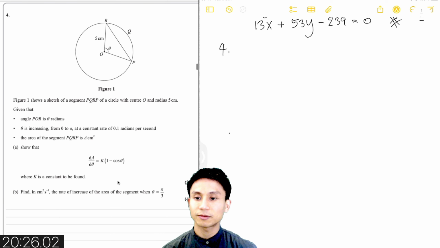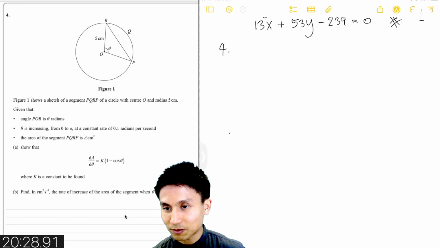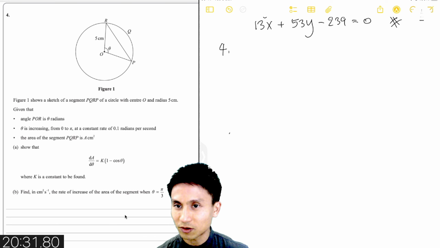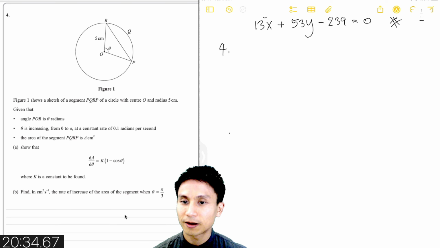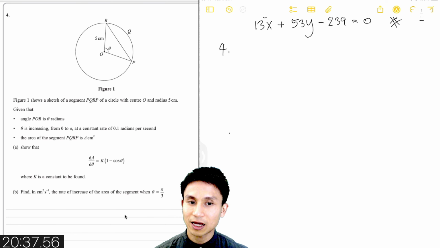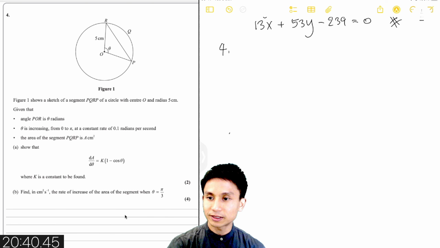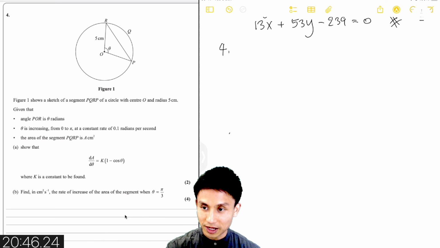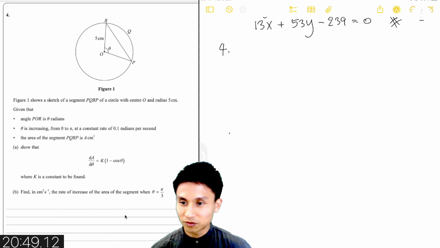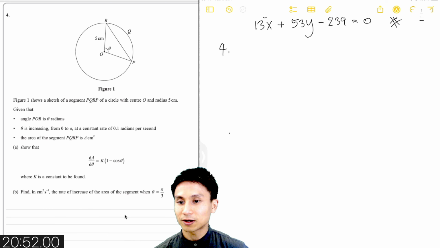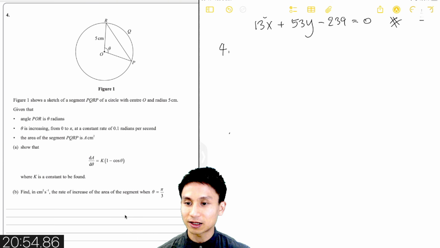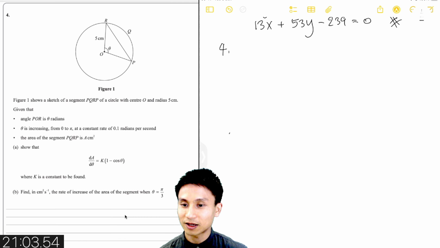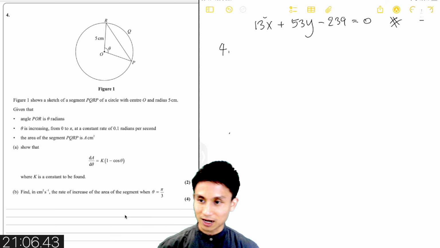Number 4. Figure 1 shows a sketch of a segment PQRP, with a center O, radius 5. Given that angle POR is theta radians, theta is increasing. Okay, so this is about rates of change because theta is increasing from 0 to pi at a constant rate of 0.1 radians per second. So that is giving us d theta by dt. The area of the segment PQRP is A. So that dA by d theta is that.